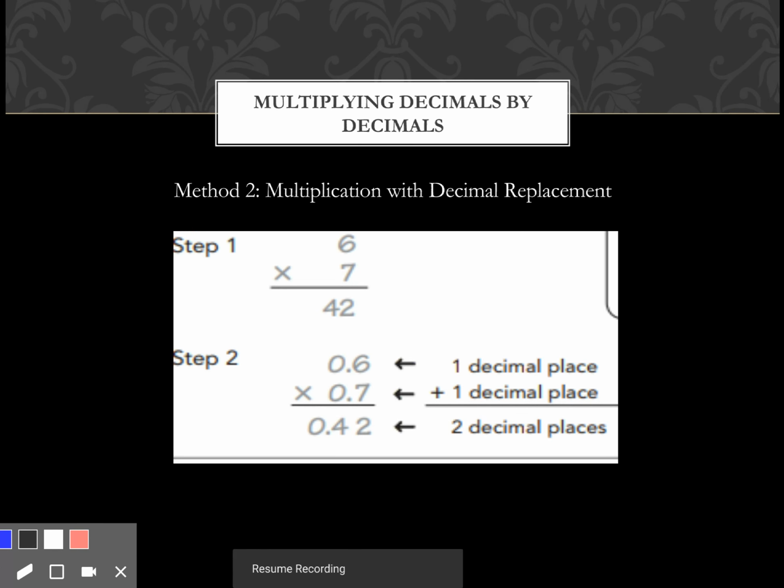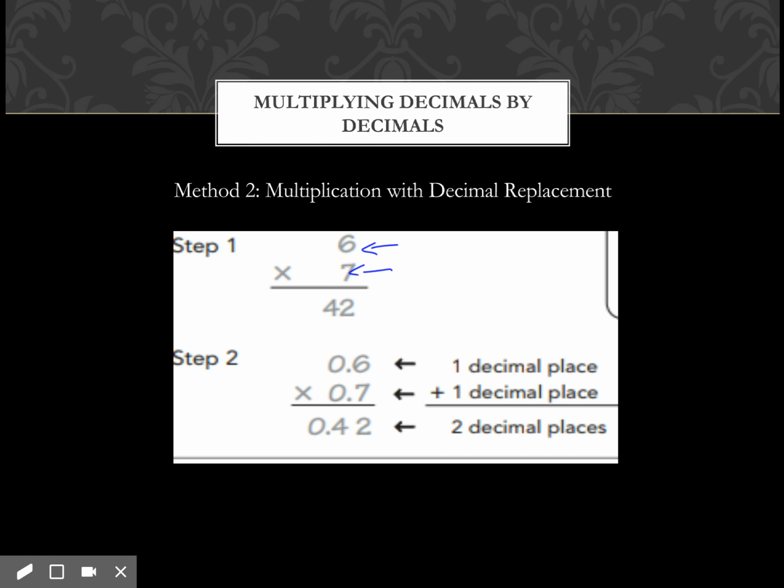The other method is just multiplication with decimal replacement, like we did in the last lesson. So instead of 0.6 times 0.7, you're just going to ignore the decimals to start and do 6 times 7 and get 42. And now we're going to put our decimal back in.